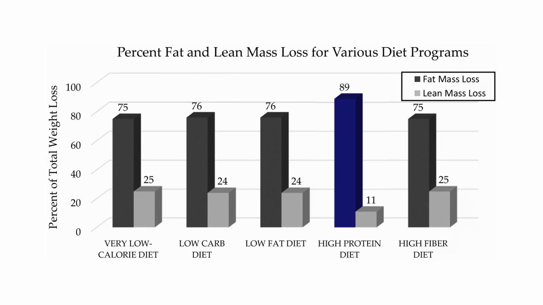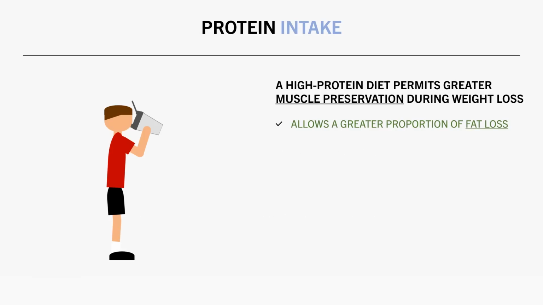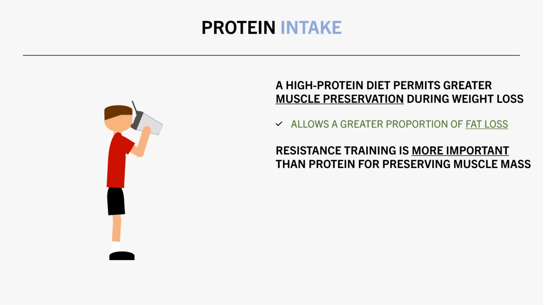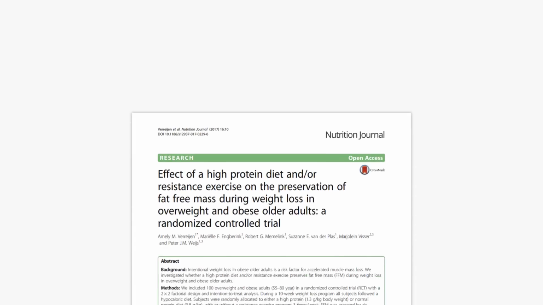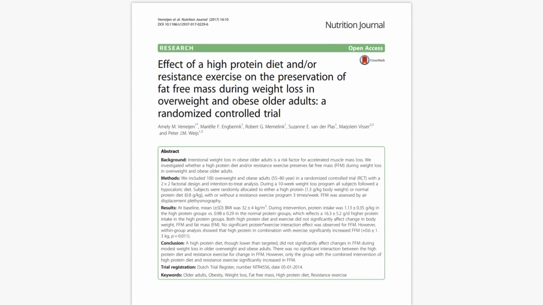Although it should be noted that a high-protein intake isn't necessarily a replacement for resistance training. Resistance training is generally more effective for building and preserving muscle mass compared with any diet strategies. But a high-protein diet in addition to resistance training typically produces the best body composition results. This was seen in this study, which compared the effects of protein intake and/or resistance training on body composition changes during weight loss.